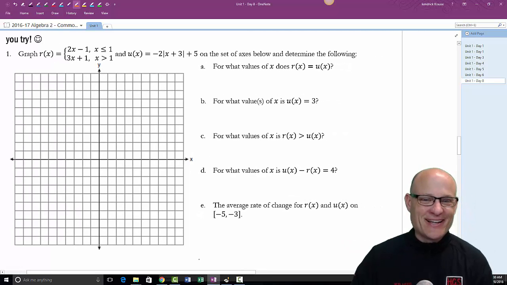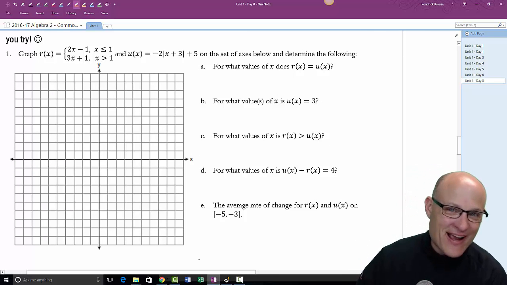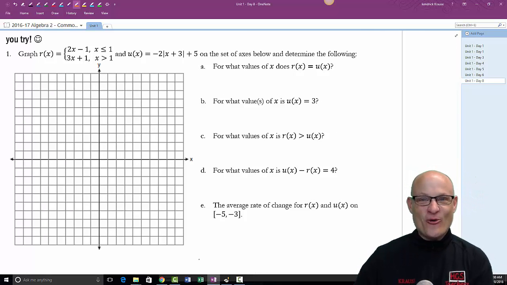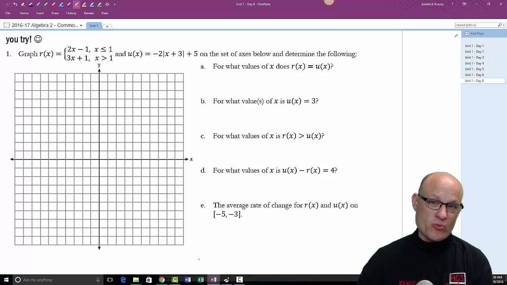All right, you try it. Oh my God, look at that. I didn't even give you the graph, and I said you try it with a smiley face. By the way, if you're doing this, now would be a good time to pause the video and see if you can create the graph. Can you do the graph all on your own? And then come back and see if we got it.